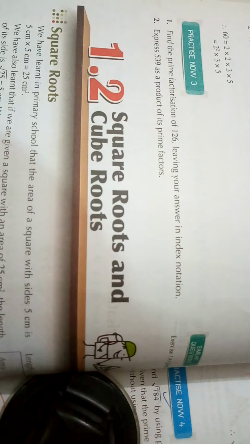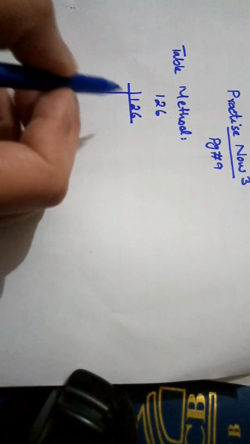So firstly, I will solve this question, finding the prime factors of 126 using the table method. Firstly, we need to divide the number by its smallest factor. As the last digit is 6, this is an even number, and every even number is divisible by 2. So firstly we divide by 2.